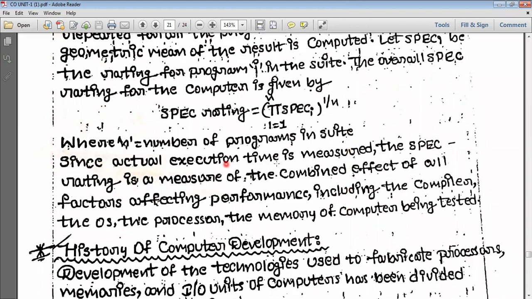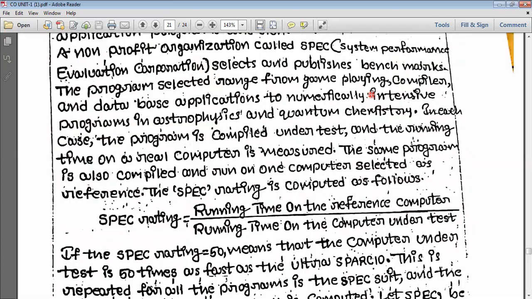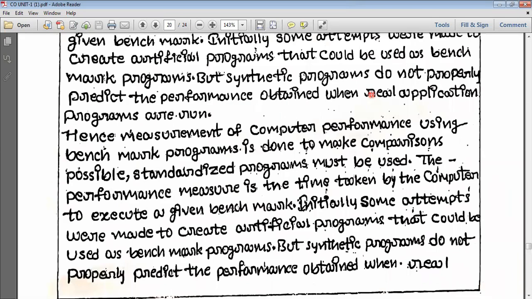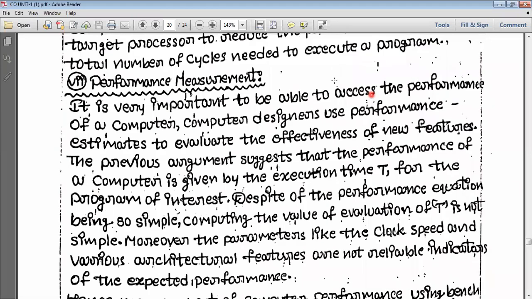Here, since actual execution time is measured, the reference computer's execution time is measured, and the execution time of the computer under test is also measured. Based on that, we know the performance of the computer under test. So in that way, based on the performance measurement, we select the computer model. Do you understand? These are the factors we have to know the performance.